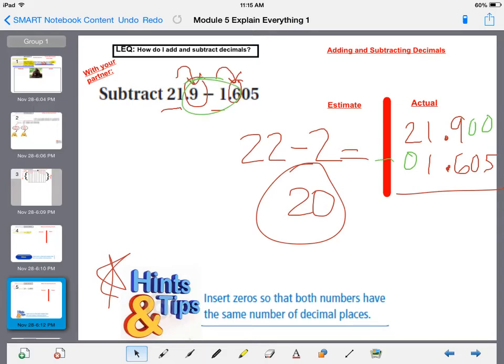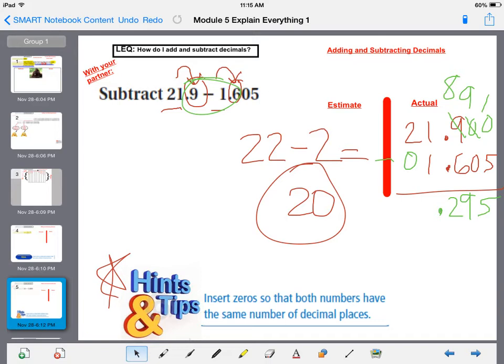This is a minus problem. You can't take 5 from 0, so we go next door and we borrow, and we can't, but we try. So we need to keep that in mind. Therefore, the 9 becomes an 8. Since this 0 we attempted to borrow from, he becomes a 9, and the last number is a 10. So 10 minus 5 is 5, 9 minus 0 is 9, 8 minus 6 is 2.